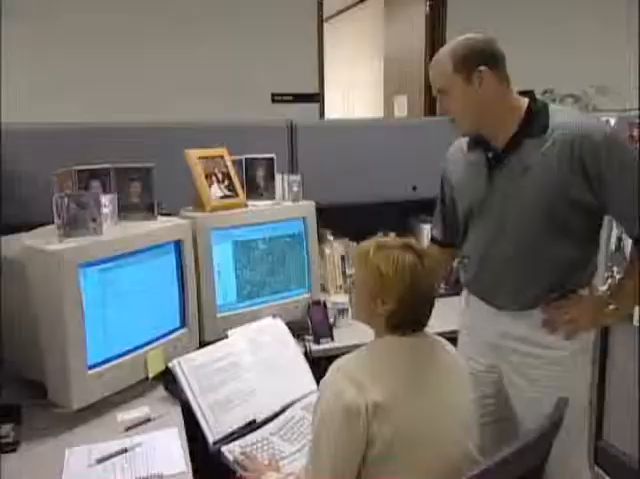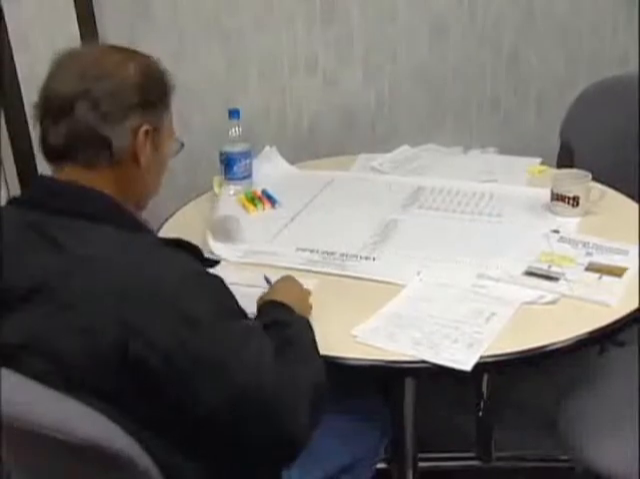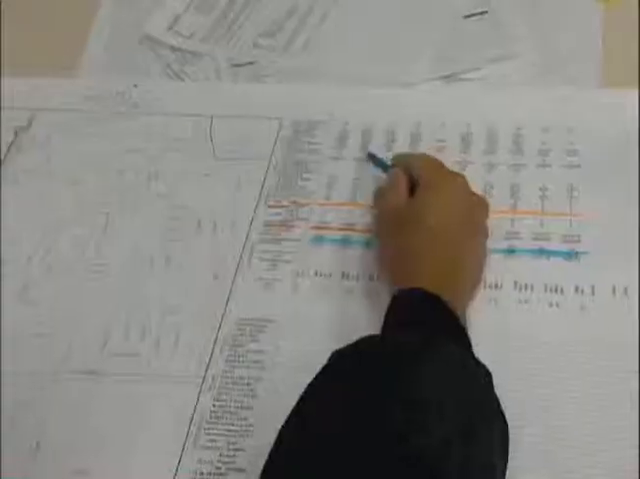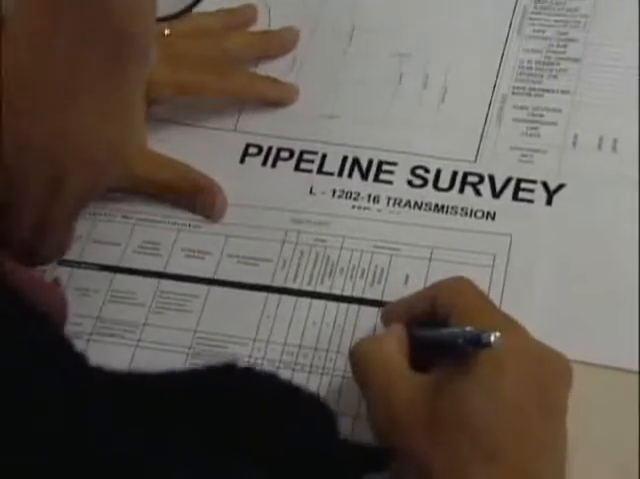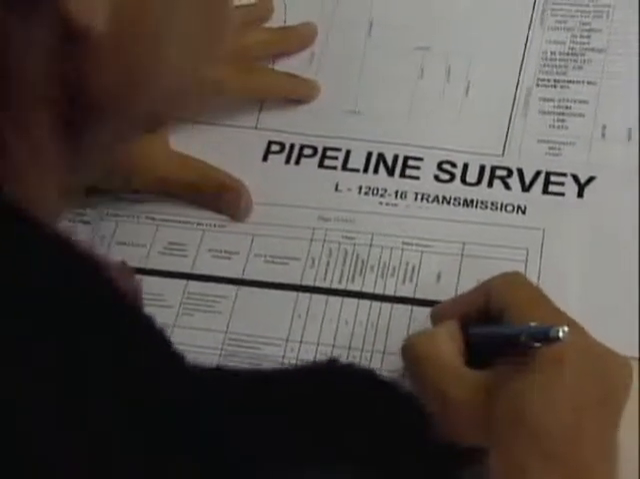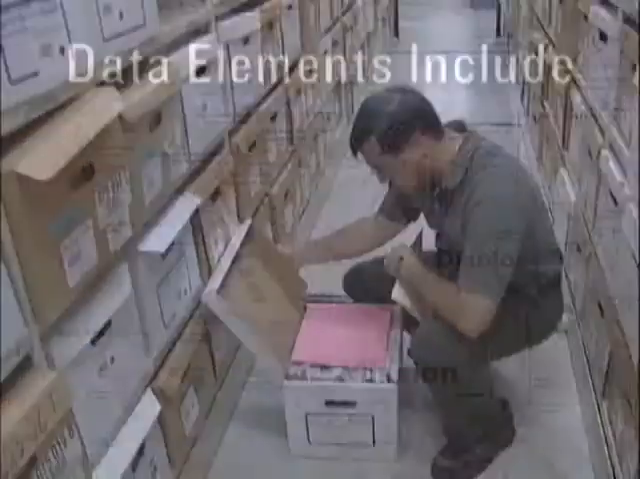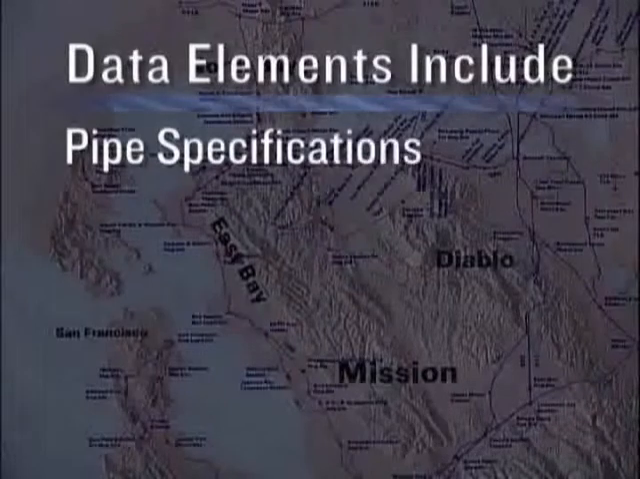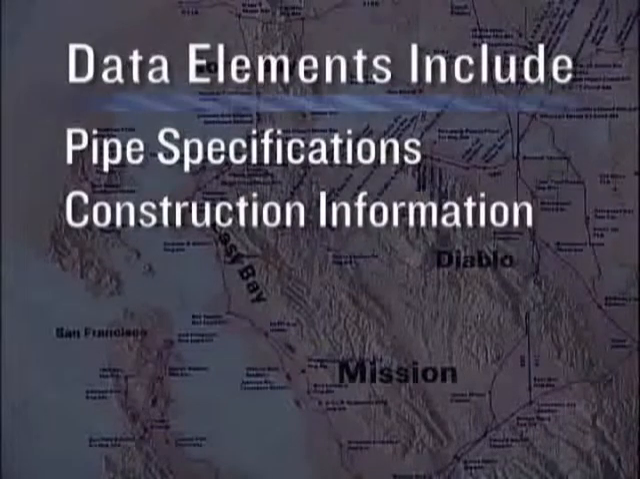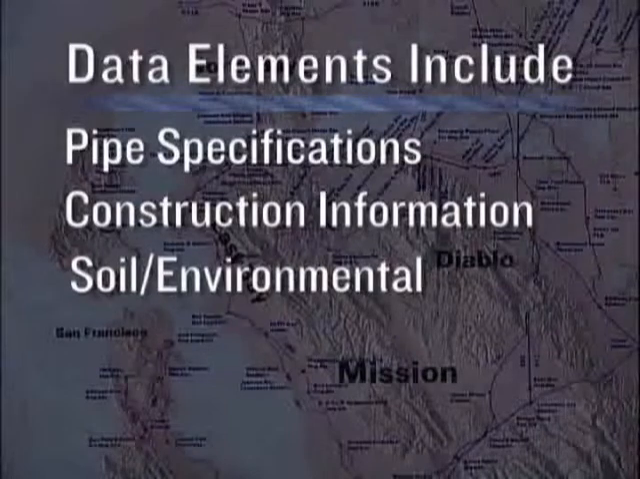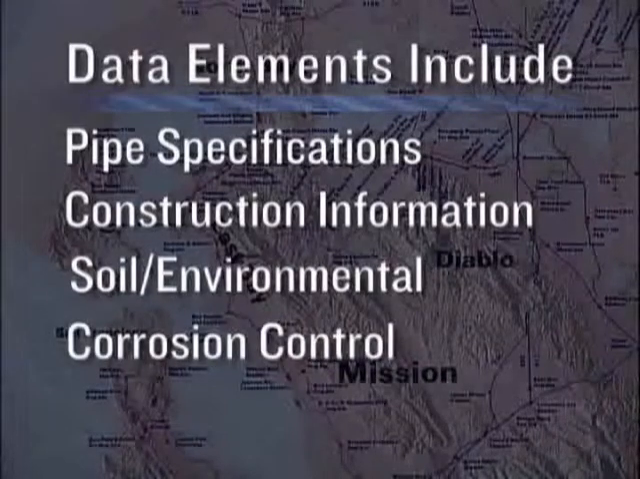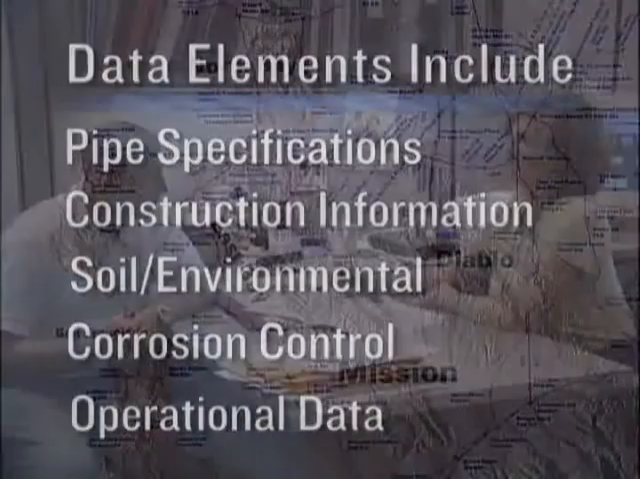In the pre-assessment step, historic and current data are collected and evaluated to determine if ECDA is feasible. Once feasibility is established, appropriate indirect inspection methods are selected and ECDA study regions are defined. Data that are researched and collected include pipe-related specifications, construction-related information, soils and environmental information, corrosion control data, and operational data. It is extremely important that all efforts are exhausted to gather all available data for the pipeline.